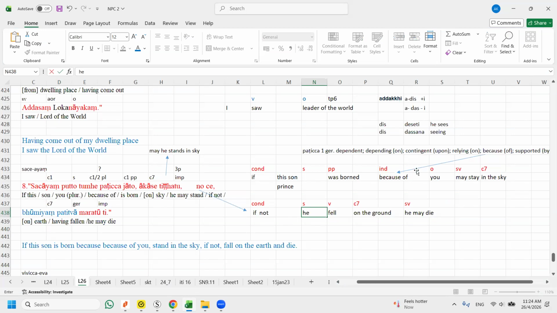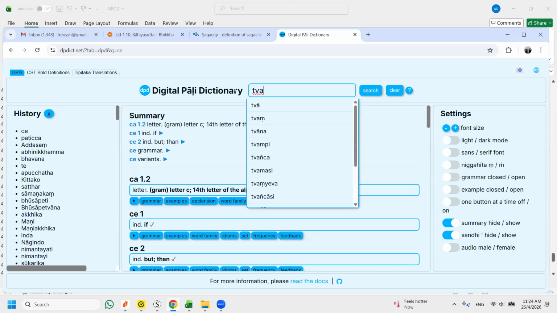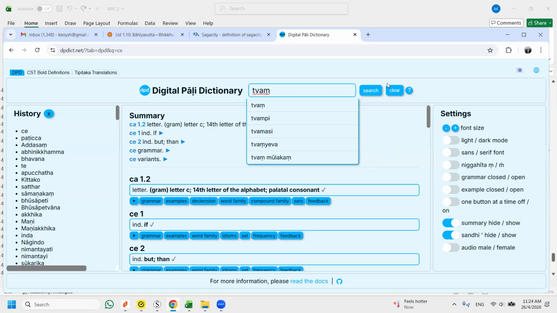In this case, technically this here is he may stay in the sky. So this part we have no problem. But this part, does this he refer to who? We don't know. Here is tumhe, this is a plural, that is a very funny part. If you look at the declension on tuam, there is something very funny in this line. So you need another line to sort it out.